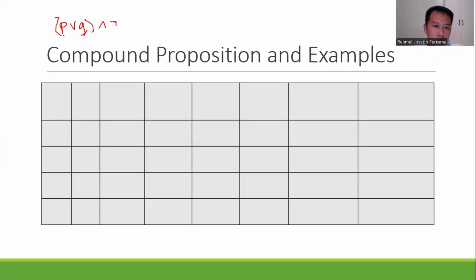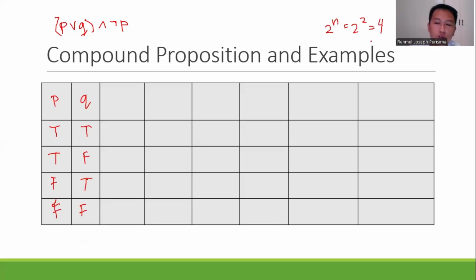And not P. So first we have the columns for P and Q. What are all the truth values? We have T, T, F, F. Then here we have TF, TF. It is alternating. By the way, since we have only two variables, the formula for the number of rows is 2 raised to n. Since we have only two, that is 2 squared, and that is 4. So we have 4 rows.